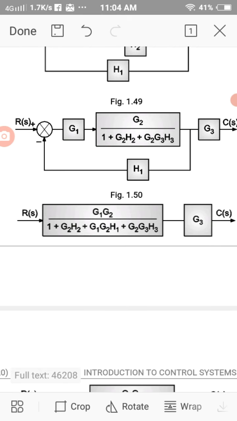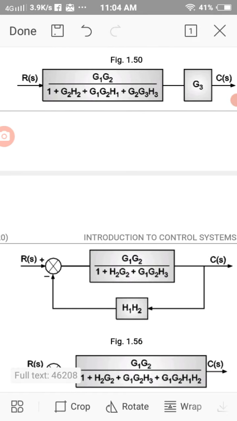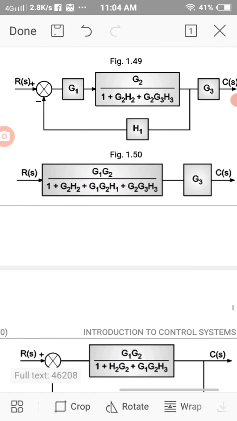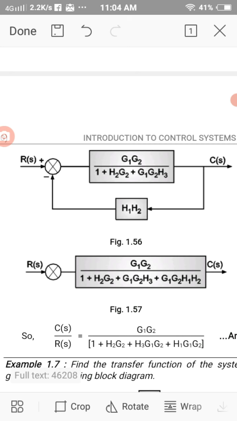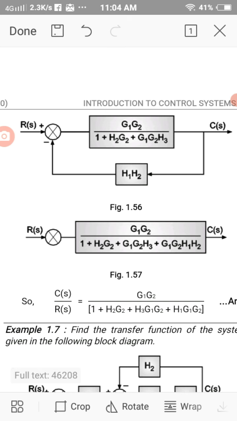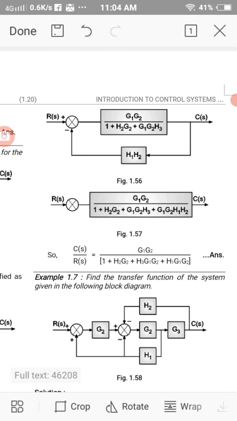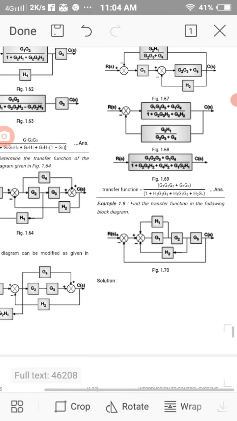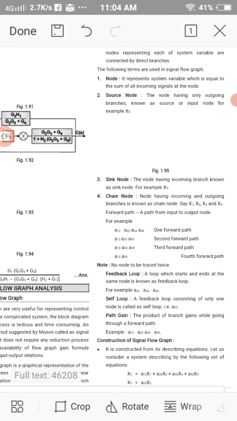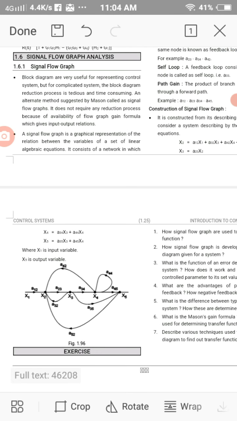So the overall combination is multiplication of these two blocks and parallel with the feedback path, and lastly there will be G3. So it becomes G1 G2 upon 1 plus G2 H2 plus G2 into G3 H3 plus G1 into G2 in parallel with H1 H3, and the output will be like this. So this is the simplest way to reduce the block diagram. Now we will switch to the next part, that is signal flow graph analysis.